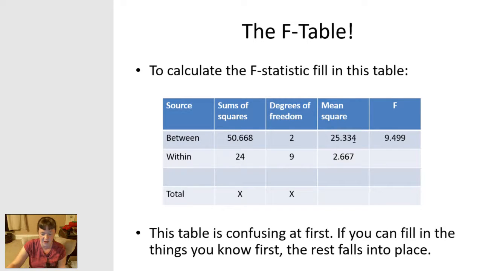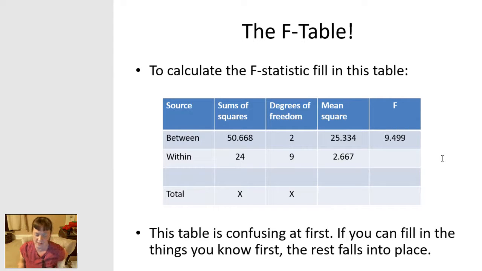This is our effect up here, and this is our error. Effect variance, category-based variance, is the amount of variability in depression because people are in a particular drug group. And here's our error variance, the amount of variation in depression due to other reasons. Divide 25.334 by 2.667 to get 9.499. This is our F statistic.